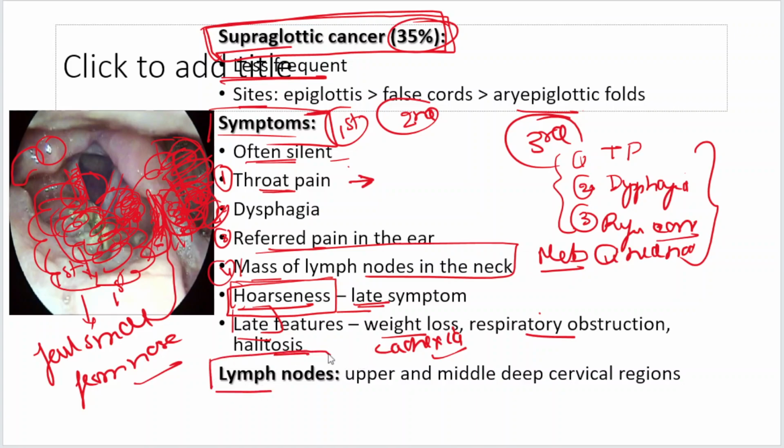Lymph nodes, we already talked about in the first thing. The drainage areas of the supraglottis are the upper and the middle deep cervical lymph nodes. So just summarizing it. Supraglottis is the second most common cancer after glottis. Most common site is the epiglottis. It's often silent. If the patient is going to have symptoms, it's going to be throat pain, dysphagia, referred pain to the ear, and mass of lymph nodes in the neck. If the patient is having hoarseness of voice, it means that it is already a late presentation. And these late features of weight loss, respiratory obstruction, and halitosis are very late features. Then the lymph nodes are the upper and middle deep cervical lymph nodes.